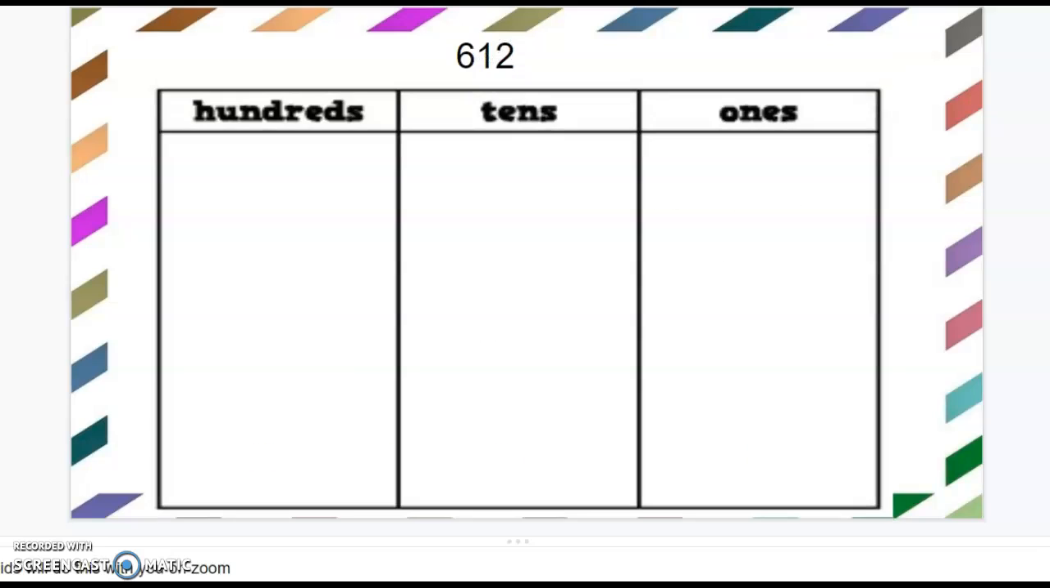Let's look at this example. The number is 612. We are going to do this number together. What I want you to do is get out your whiteboard with your Expo marker. And I want you to write 612 at the top of your whiteboard and meet me on Zoom so we can do this together. All right, see you in a moment.